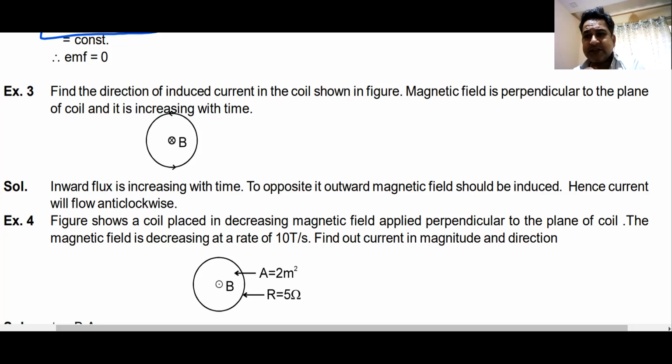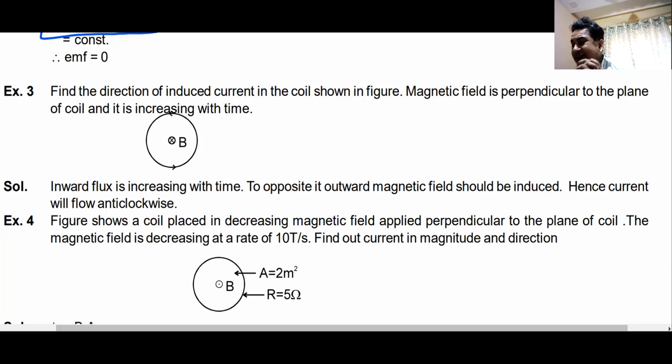Okay. Tell me the answer. What will be the direction of induced current in this coil? Anti-clockwise, sir. Do I have to explain it? No, sir.